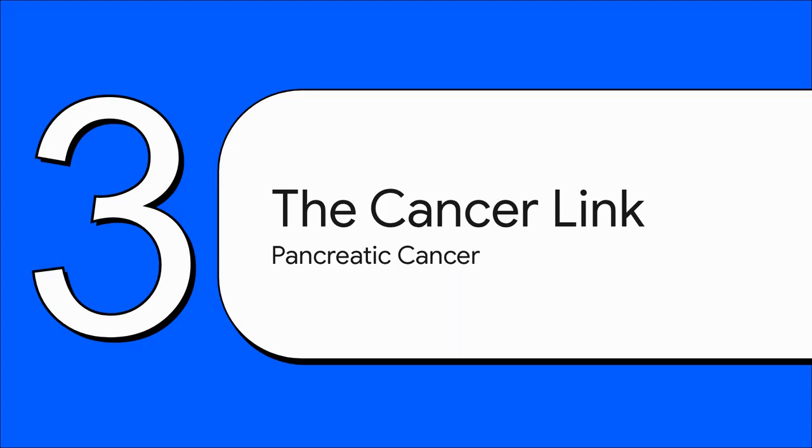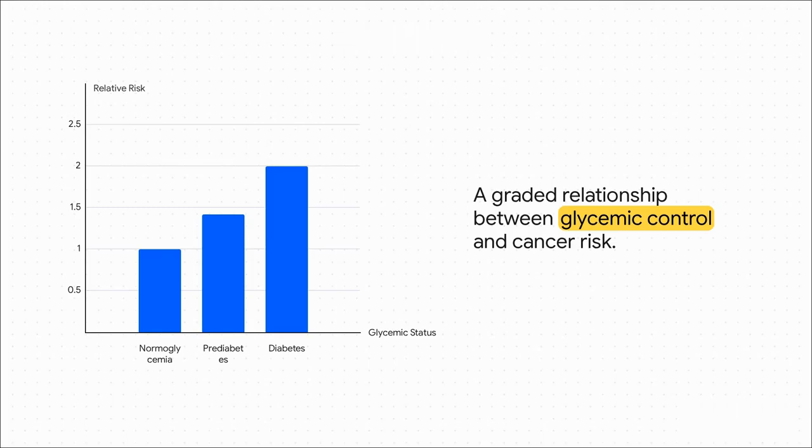All right, section 3. There's another connection here that you have to have on your radar for exam day, and it's the link to cancer, specifically pancreatic cancer. This chart just spells it out. Compared to someone with normal blood sugar, a person with prediabetes has a 42% increased risk for pancreatic cancer, a 42% jump. And look what happens when they cross over into diabetes. The risk doubles. It's a clear dose-dependent relationship.